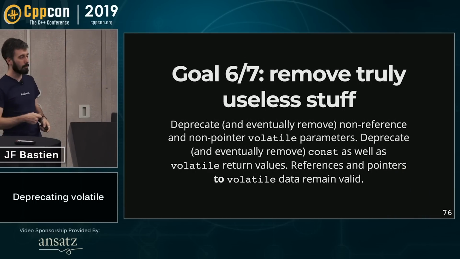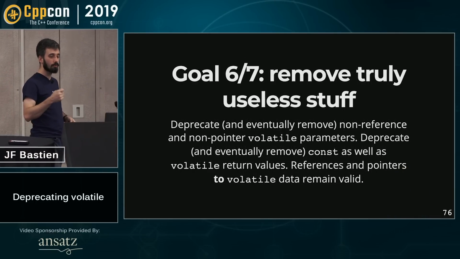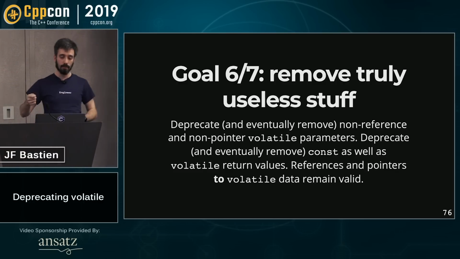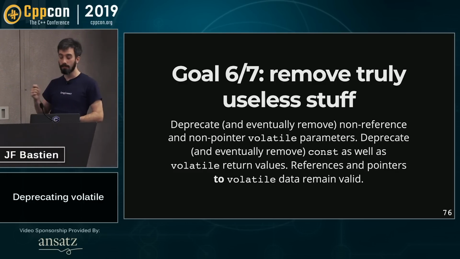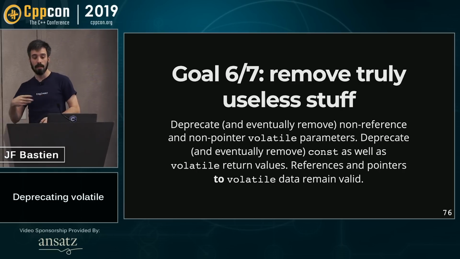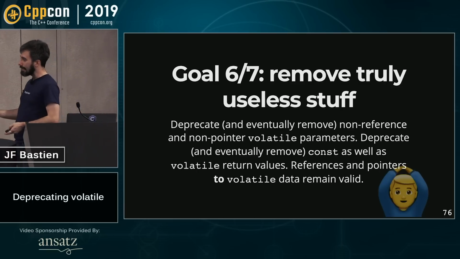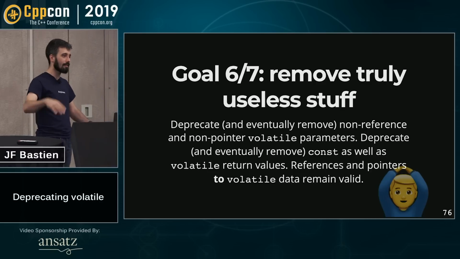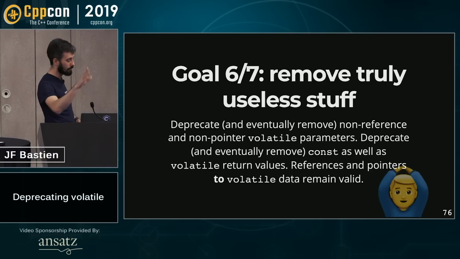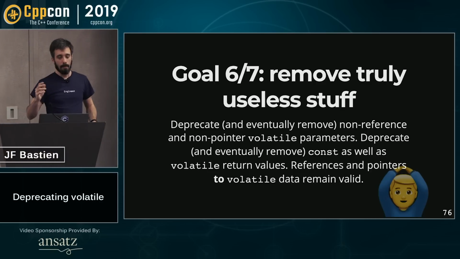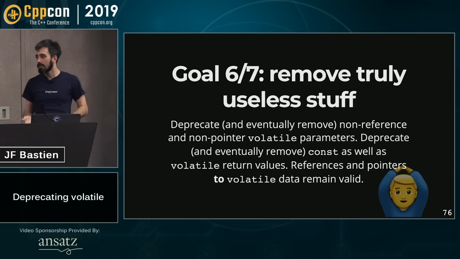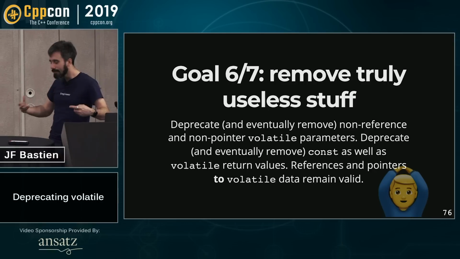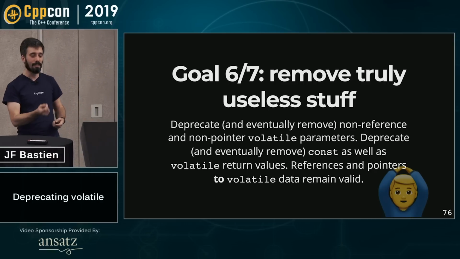Next goal I had, remove truly useless stuff, right? So I wanted to deprecate and eventually remove non-reference and non-pointer volatile parameters. So deprecate and eventually remove consts as well as volatile return values, references and pointer to volatile remain valid. So that's the example I had earlier. Did I succeed in this? I'll say I did, right? But I didn't touch const, right? So const is still nonsense as a top-level qualifier for parameters and for return values. People weren't really comfortable removing const, so I was like, I don't really care that much. And so now I've added inconsistency to C++, and I think that's beautiful, right?